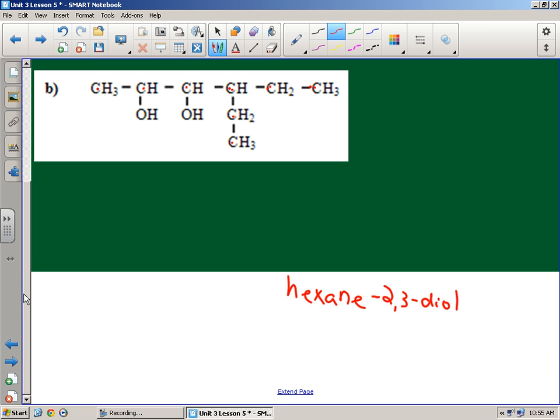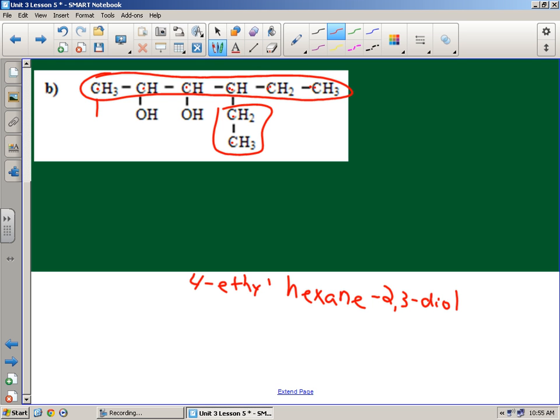And once again, I went with this here, starting with carbon 1 there. So on the fourth carbon, I have an ethyl group, yes? That's this little ethyl group added on. So 4-ethylhexane-2,3-diol. Because there's two of them, you need to have the diol. Good? Questions? Yep. More than one hydroxyl.